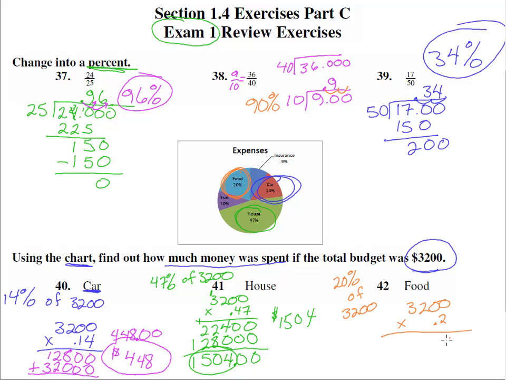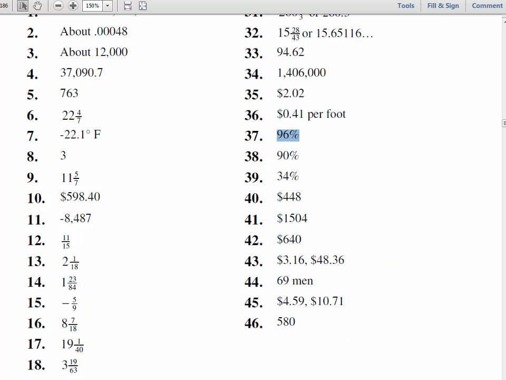2 times 0 is 0. 2 times 0 is 0. 2 times 2 is 4. 2 times 3 is 6. 1 decimal place, and we have $640. Now we better go and check our answers. And indeed, 448, 1504, and 640. And there are the answers for the percents up above. Okay, good.